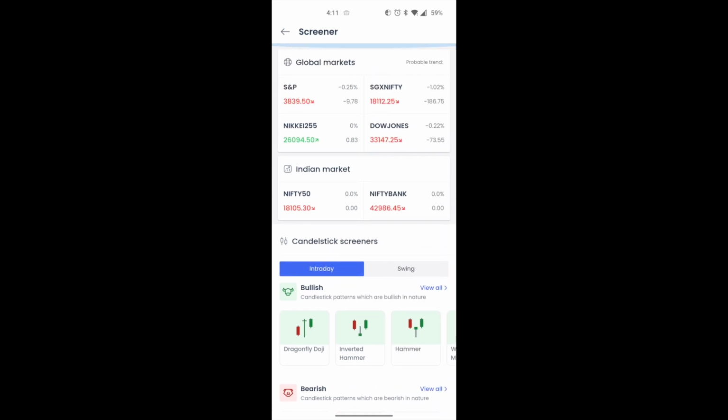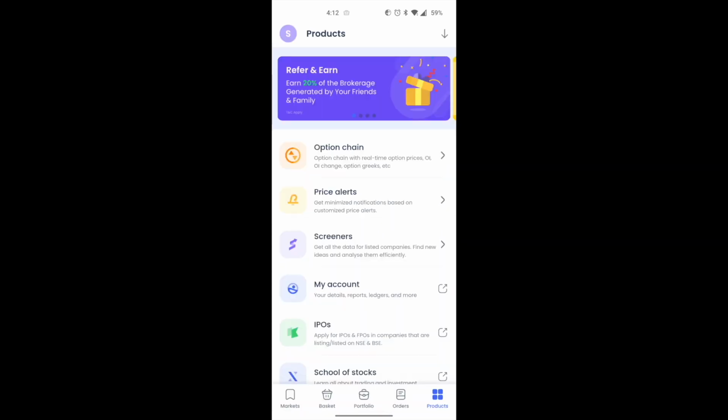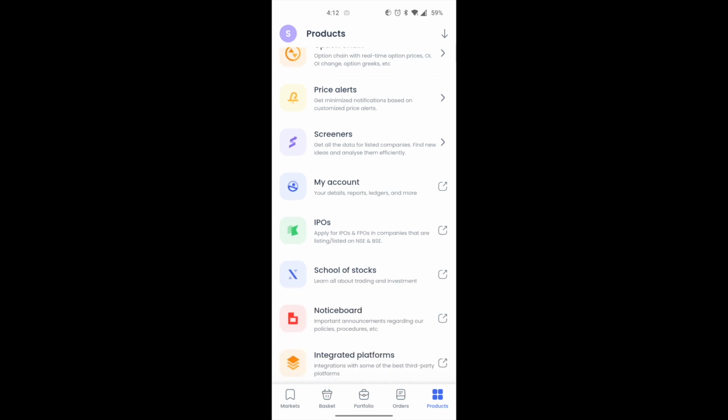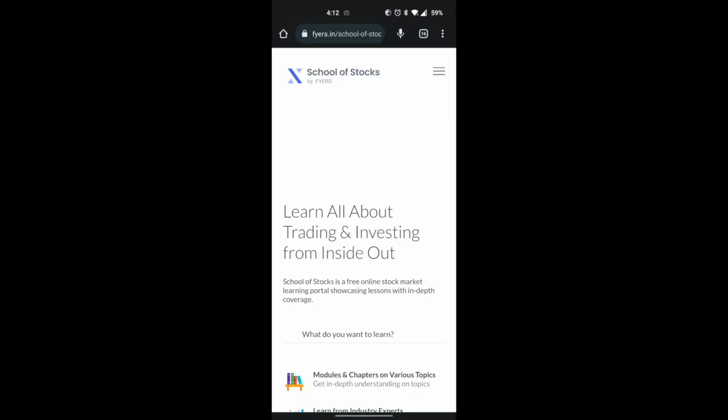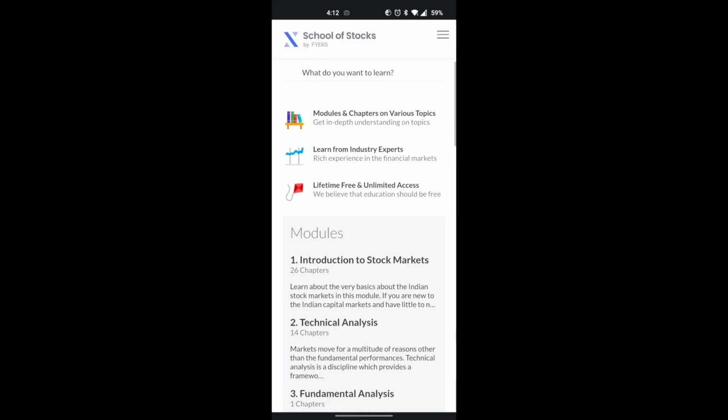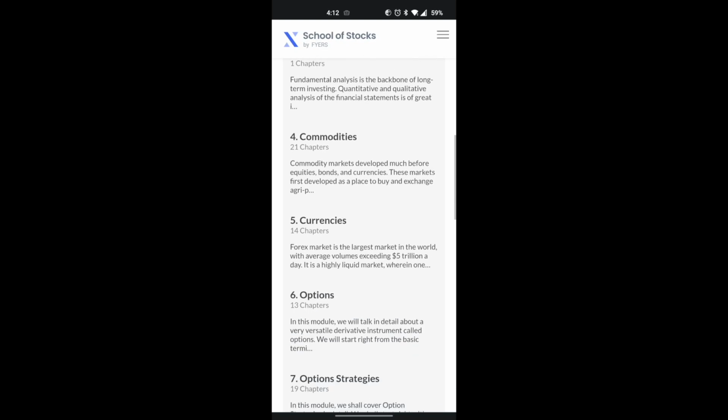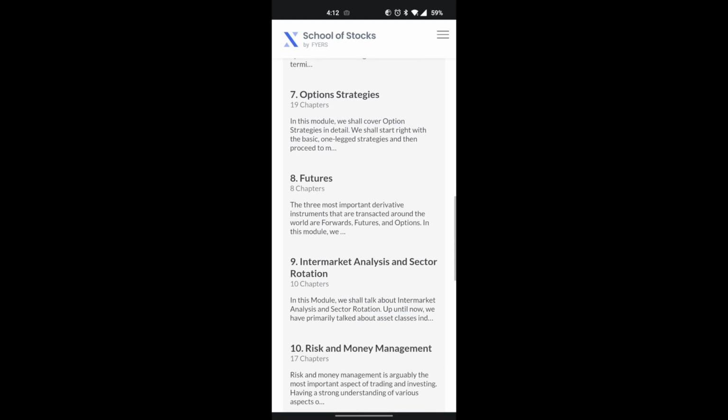Let us also look into what other features are available in the products. You can see your account, IPOs, which are the near-term upcoming IPOs. And School of Stocks is nothing but complete learning and trading and investment details. You will have all these modules to understand your learning career in the markets.